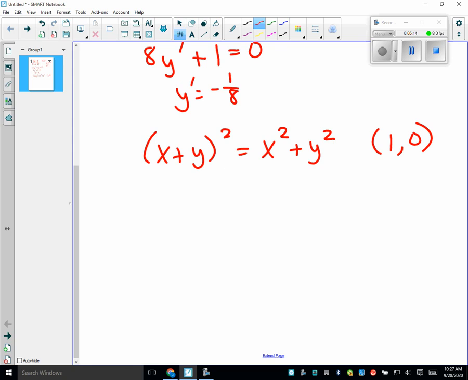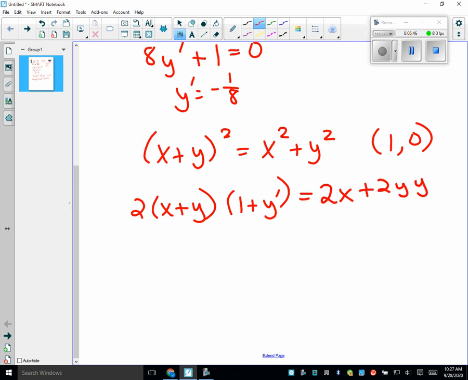So what is the derivative of this? And then the derivative of the inside too. What's the derivative of the inside? 1 plus y prime. Is that right? Yes. What is this equal to? 2x plus 2y prime. What's the derivative of y squared? 2y. And then every time I take the derivative of y, I have to put a y prime.